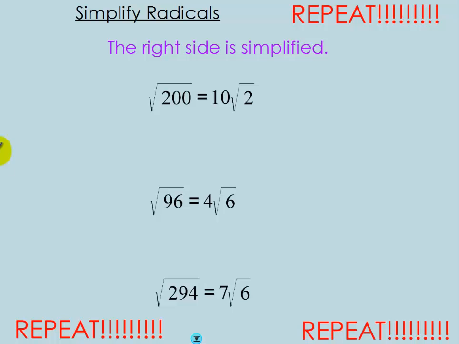Let's begin. Some of this is repeat, but I'm going to do it anyway, so if you forgot this, take the notes, and if you remember it, skip till it doesn't say repeat anymore. Anyways, to simplify radicals, the right side is simplified in all these cases, so square root of 200 is equal to 10 times the square root of 2, and 96 is equal to 4 times the square root of 6, and 294 is equal to 7 times the square root of 6. How did I get those?